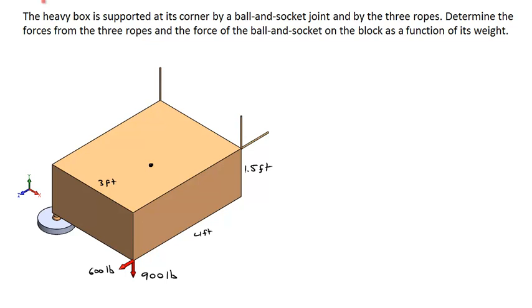The weight of the box acts downward at its center of mass. Let's call the ball and socket joint point A. We'll call this rope BD. This rope we'll call CE, and this rope we'll call CF.